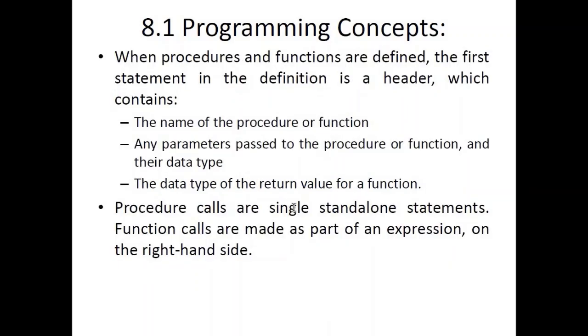When procedures and functions are defined, the first statement is the header, which contains the name of the procedure or function, any parameters passed to the procedure or function, and their data type. Parameters are basically the variables or the values that would be acted upon or manipulated by that said function or procedure. Their data type should also be mentioned, and the data type of the return value. If you're writing a function, you have to mention the data type for the return value, that is, whatever you're going to get in return, you have to mention its data type as string, integer, real, boolean, etc.